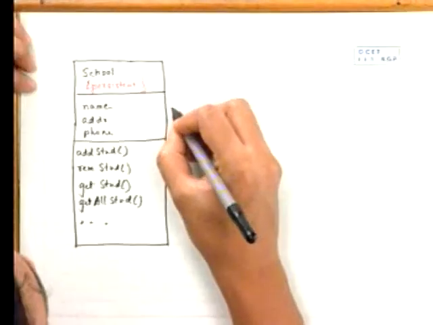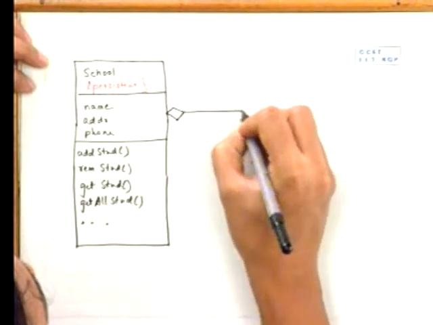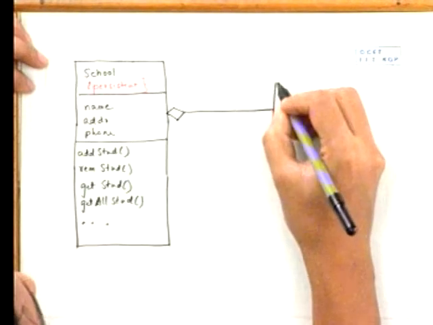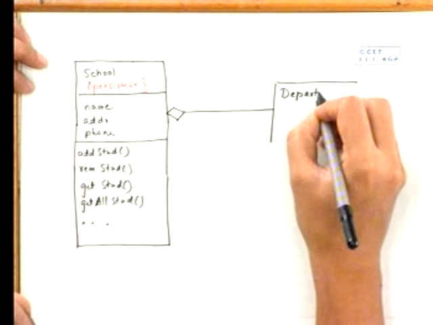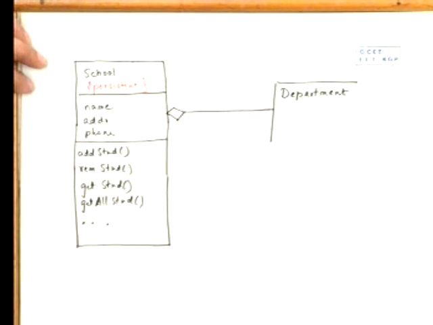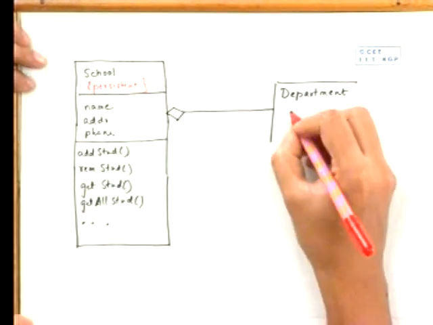So this is the class school, and a school has departments. So there is an aggregation relationship between school and a class called department. And the department is also a persistent object.